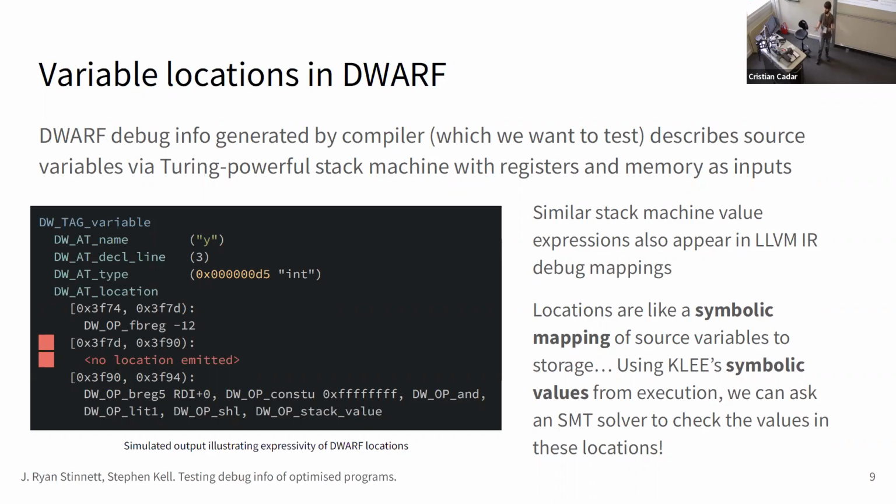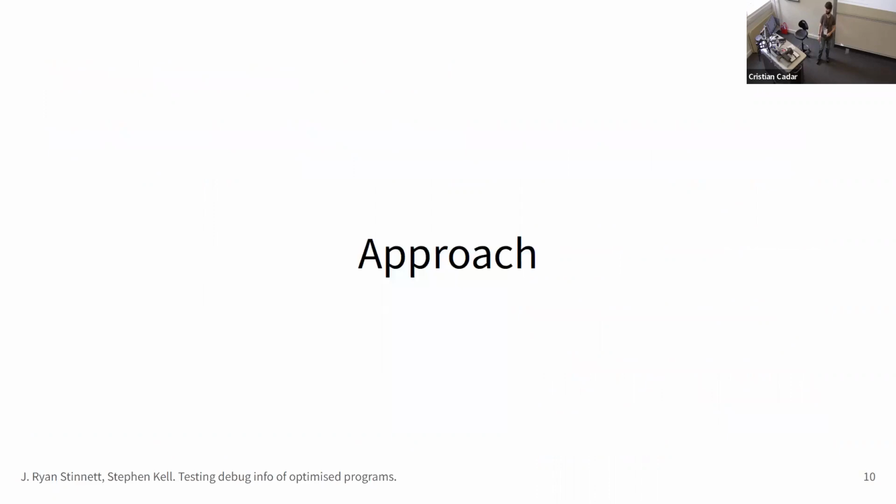But looking at these expressions, we started to realize that there's some resemblance between the symbolic mapping of variable storage and KLEE's own symbolic values that it captures during execution. And so can we use the things we've gleaned from looking at these examples to build something that can check the correctness of the debug info? And we'll talk about that now.